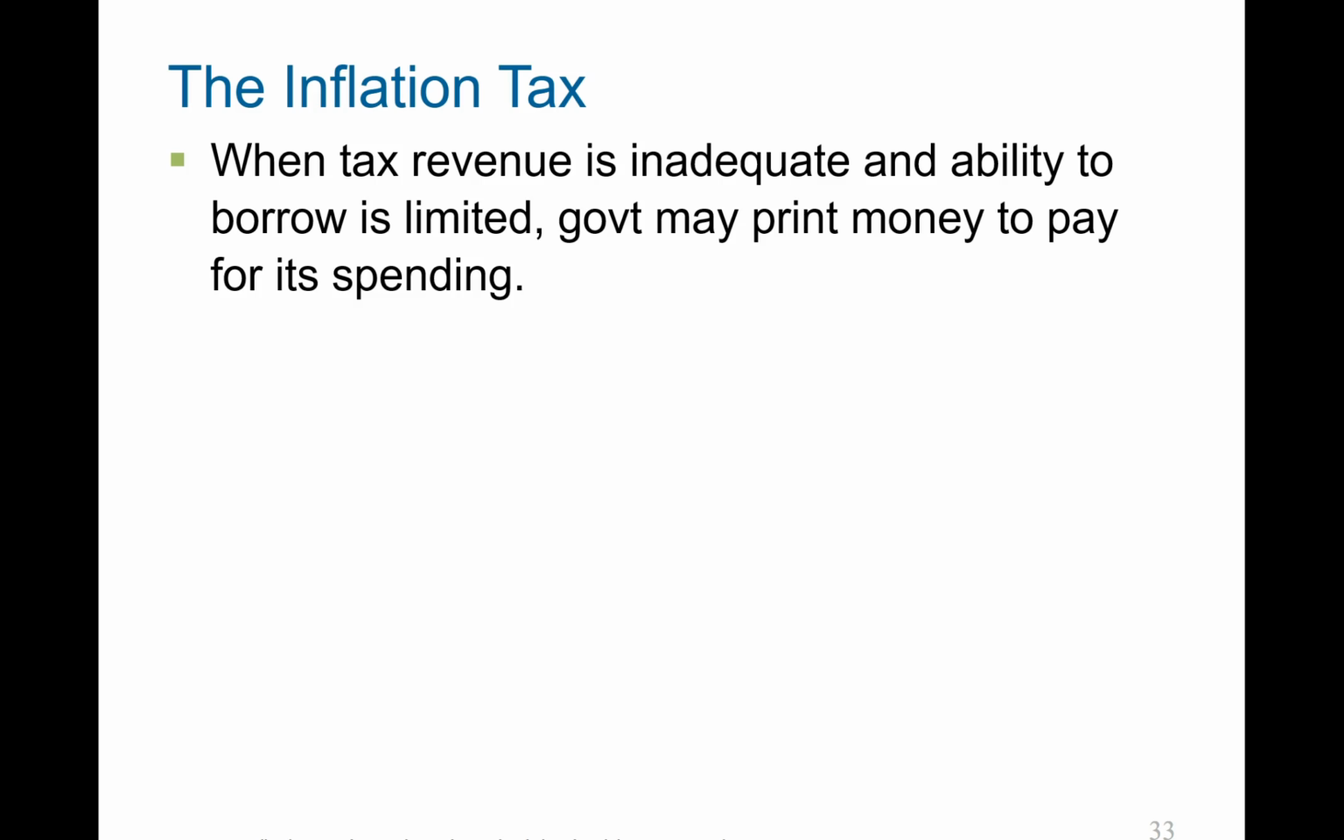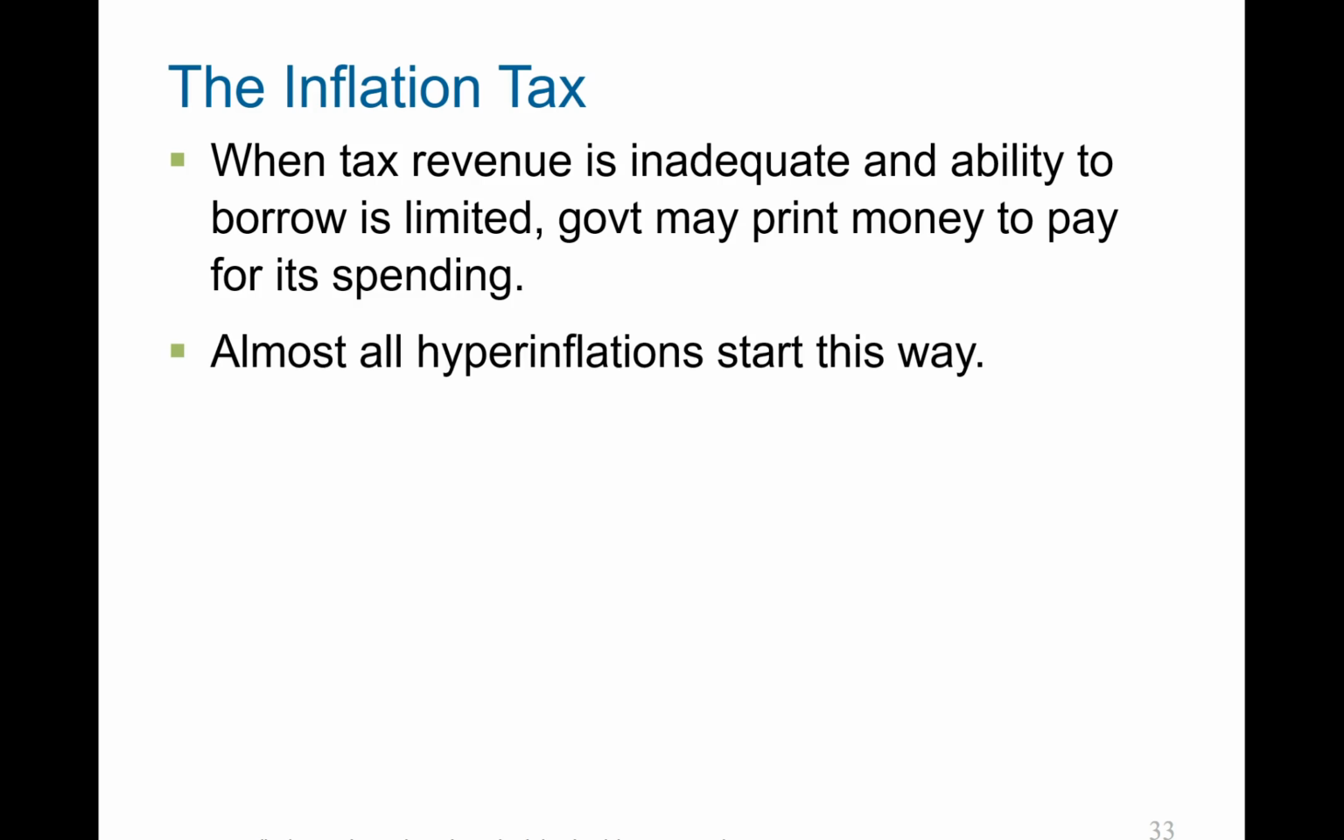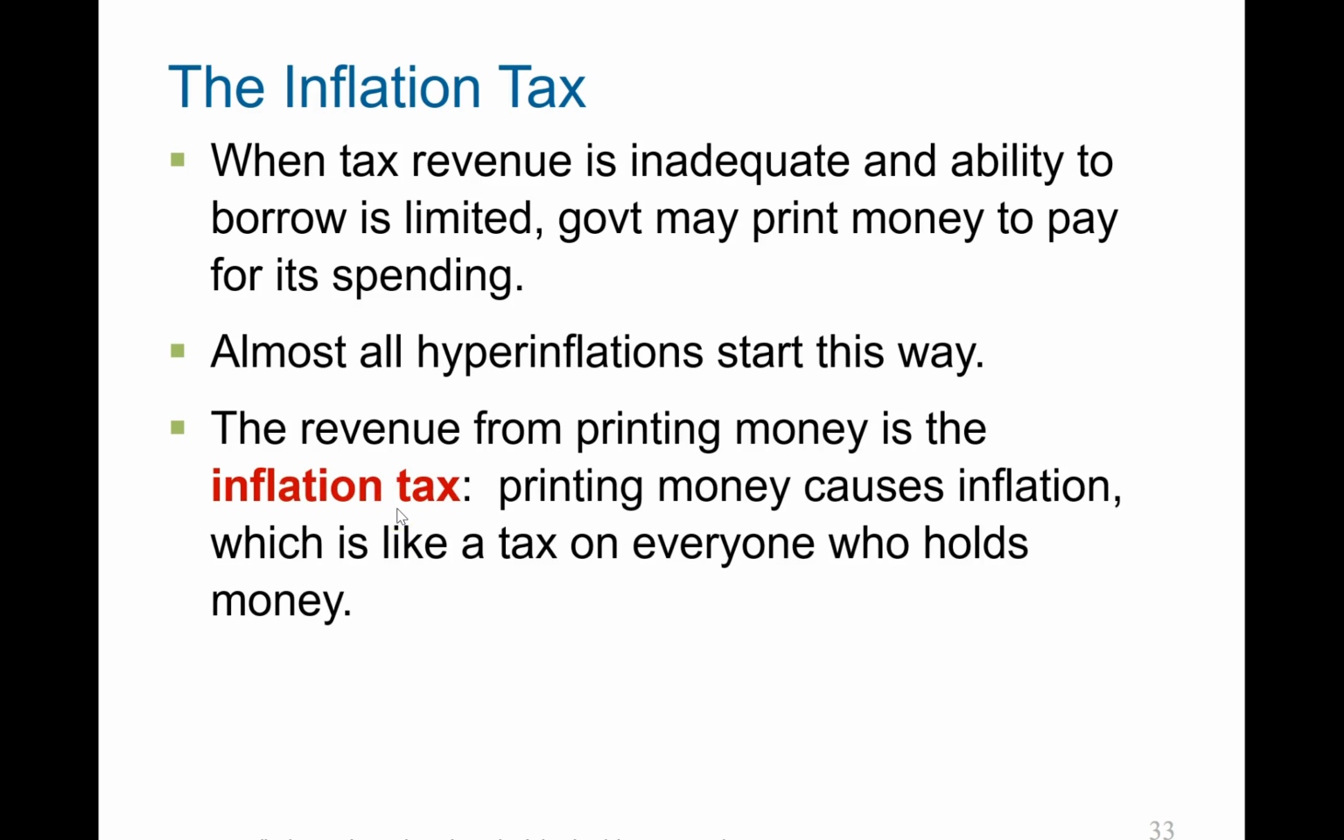The inflation tax is the idea that when government borrows to pay for these things, to create all of this additional money, then quite often they print money to pay for the spending. And almost all hyperinflation starts this way. When there is inadequate tax revenue, governments are searching for ways to pay for the things that they want to pay for. They often create money or print money to pay for spending, and this has a really negative effect and can often lead to hyperinflation. Again, we've seen it more recently in Venezuela, and it's happening pretty routinely throughout history.